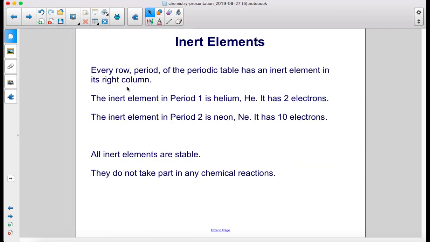Every row, or period, of the periodic table has an inert element in its right column. The inert element in period 1 is helium, He. It has 2 electrons. The inert element in period 2 is neon, or Ne, and it has 10 electrons. All inert elements are stable. They do not take part in any chemical reactions.